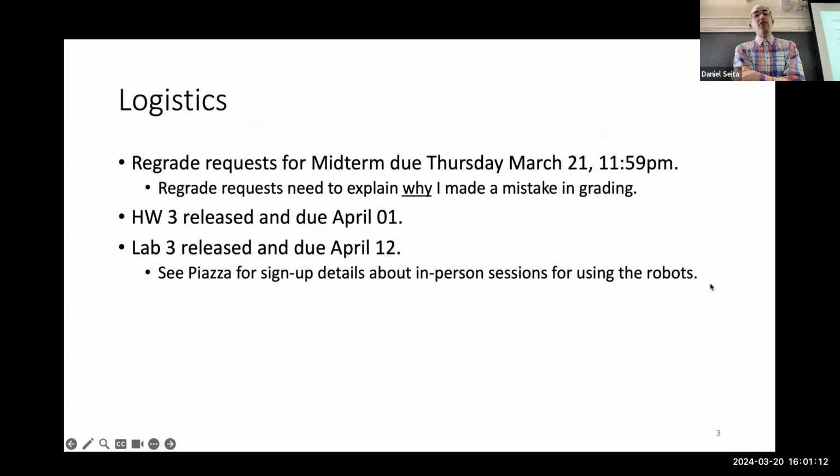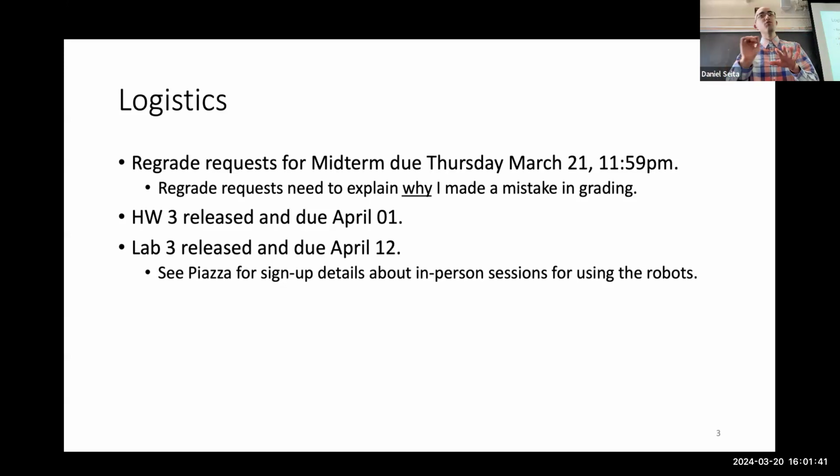All right, logistical things. So your regrade requests for the midterm are due Thursday, which is tomorrow at 11:59 p.m. So please try to make sure that you get all your regrade requests in by that date. It's really going to be a little bit difficult if you ask me on Friday and come with a list of regrade requests and so on. So try to get it done by tomorrow night.